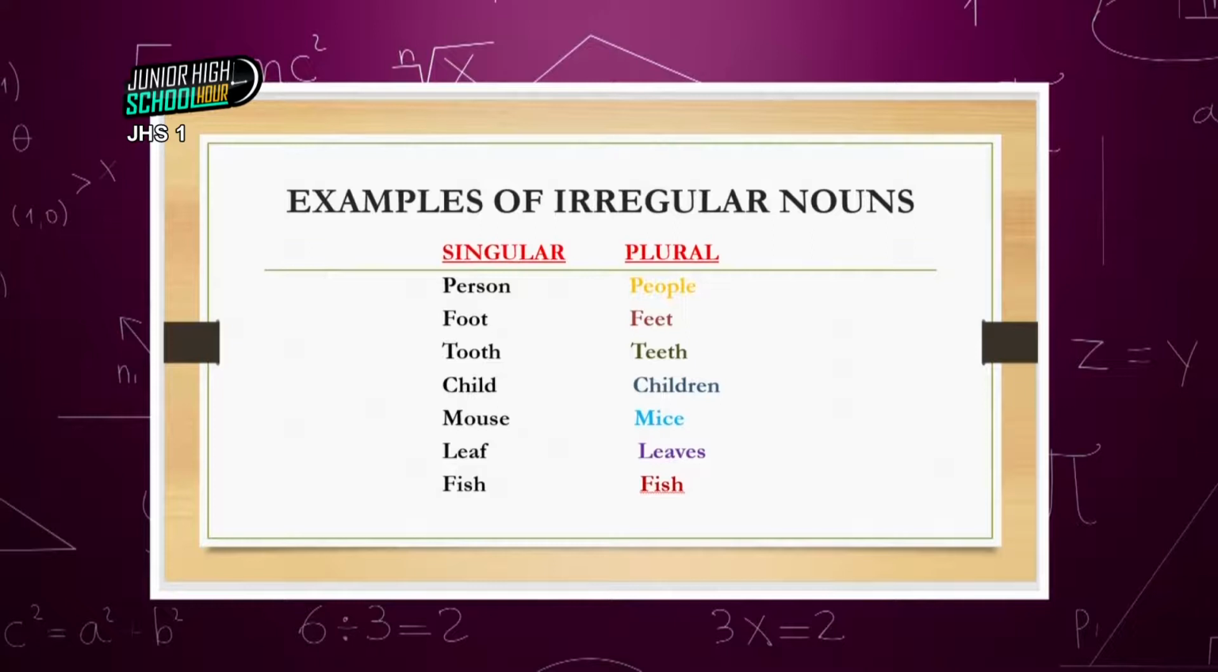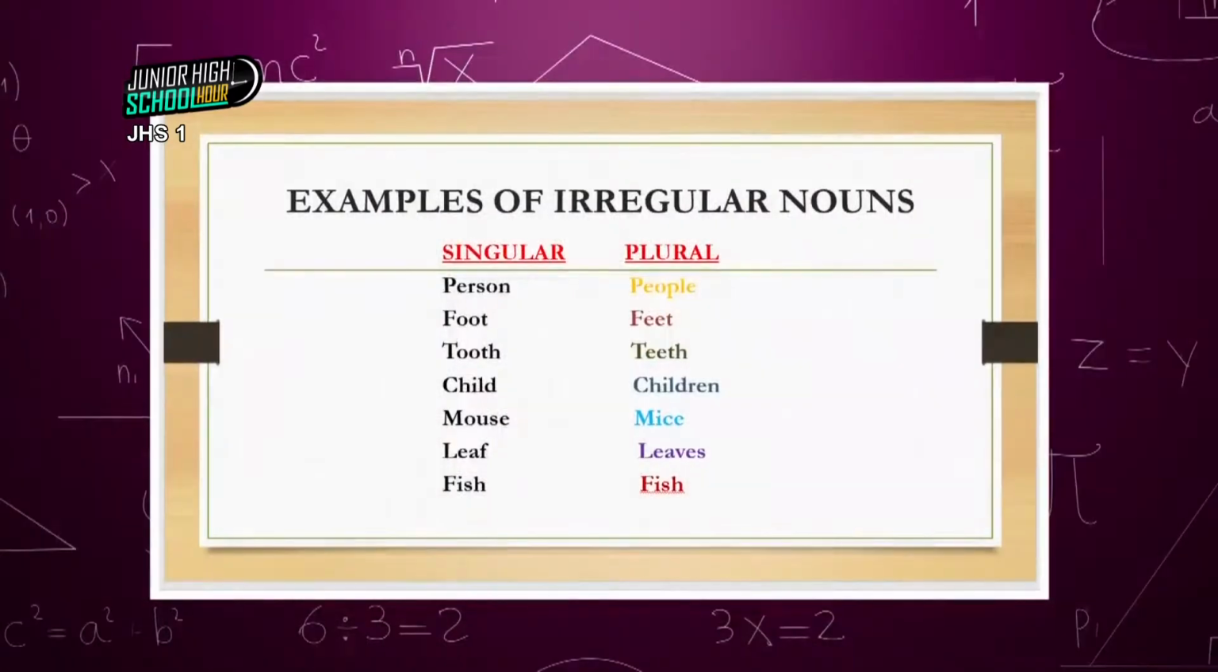Are you there? Don't be confused. We can't have person and then add as persons. Yes, in some contexts it does happen there, but not with this. Person, persons, foot, foots, tooth, tooths, no. Irregular nouns are different. They do not follow the rules, so their plural forms are different.